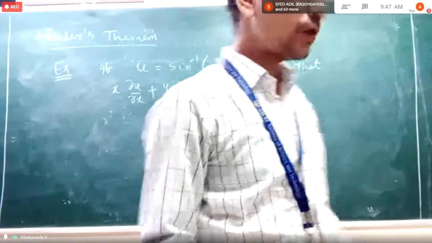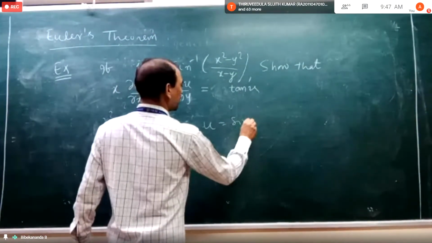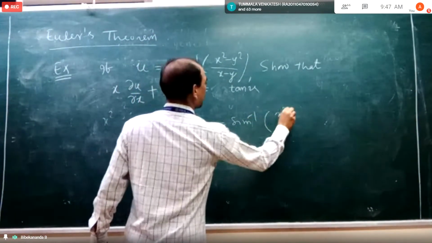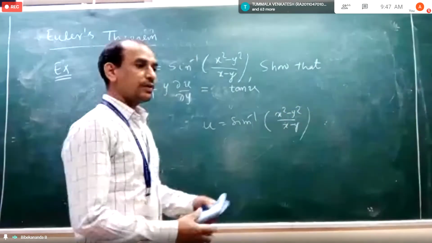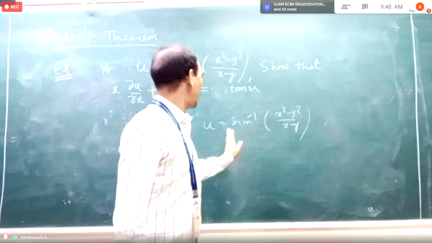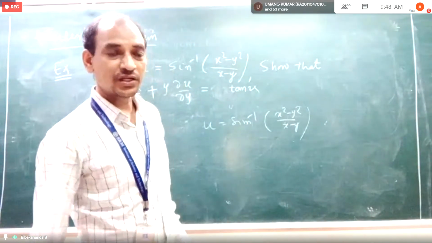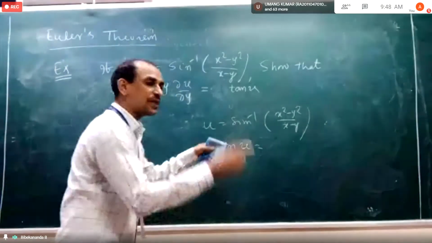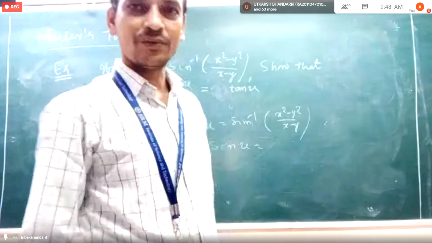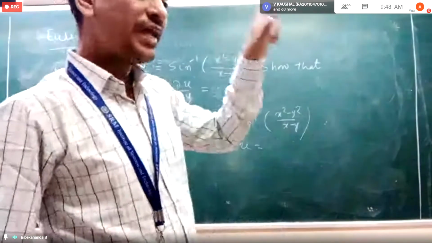In the previous problem we did, u equal to sin inverse of x square minus y square divided by x minus y. We did not check the homogeneity of u. Instead, we checked the homogeneity of sin u. Yes or no? Yes, sir. So sin u is homogeneous.